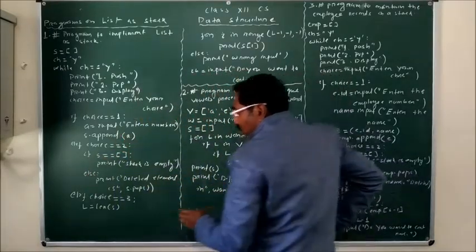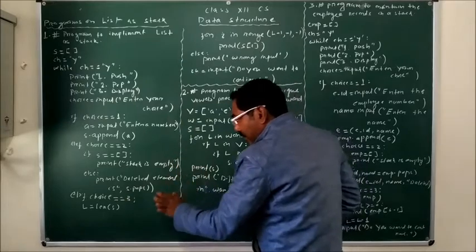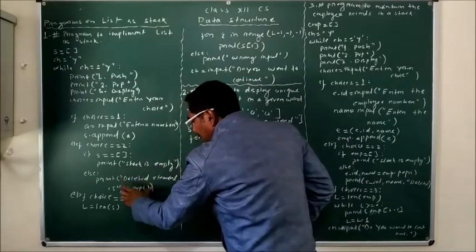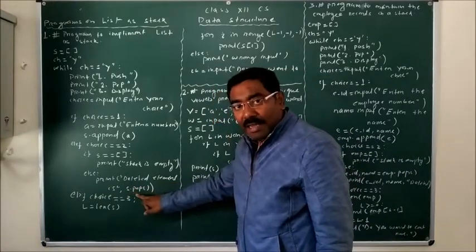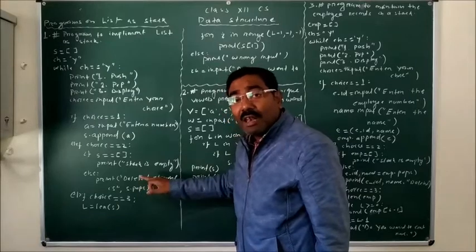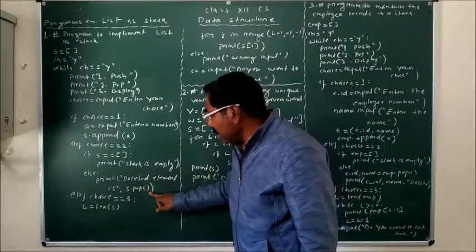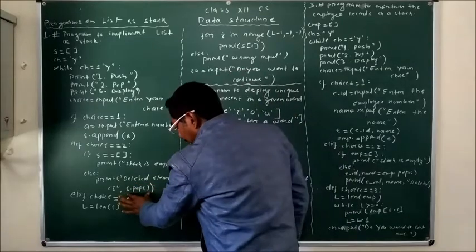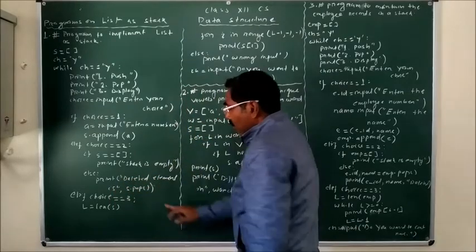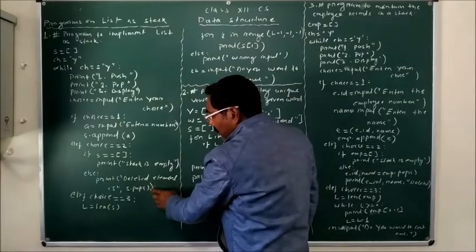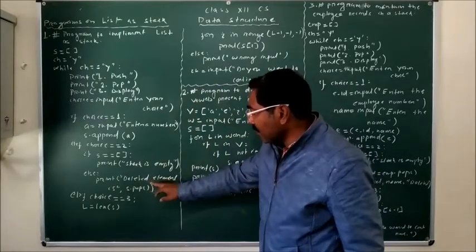In the else statement we have print deleted element is s.pop. The main task of this statement is this pop, s.pop. The s.pop method will remove the last element from the stack or from the list. So the last element is removed from the stack, and that will be displayed over here. Deleted element is s.pop. The last element, whatever is deleted by the pop, will be displayed using this particular method.